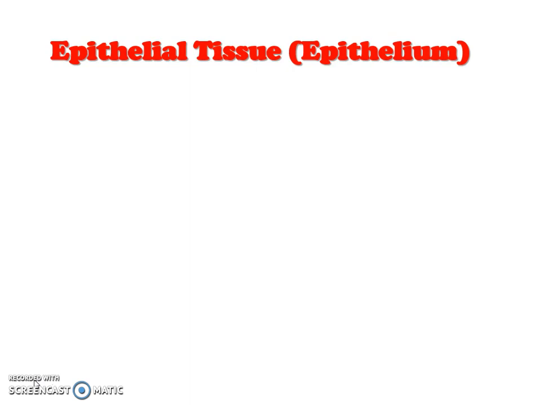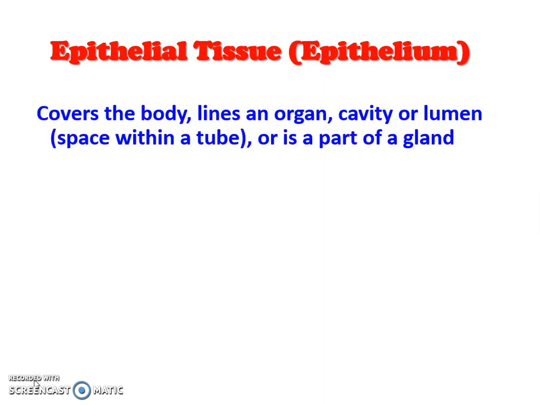So in this 15-minute video, I'm going to try to cover the different epithelial tissues. Before we get into the specific types, we need to know that epithelial tissues are tissues that are going to cover the body. They're going to line the inside of an organ, a cavity, like the cavities that we saw in lab number 1, or a lumen. And a lumen is the space within a tube. Or in the case of glands, epithelial tissue can form parts of the glands.